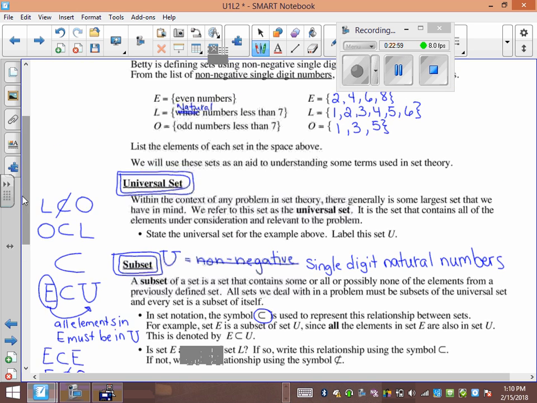So are E, L, or O empty sets? No. E has how many elements? 4. So N of E, the number of elements in E, would be 4. Number of elements in L, 6. Number of elements in O, 3. So they're not empty, they have elements in them. You could either write it like this, or like this, a set with nothing in it. It means the same thing, there's no elements in it. Okay?